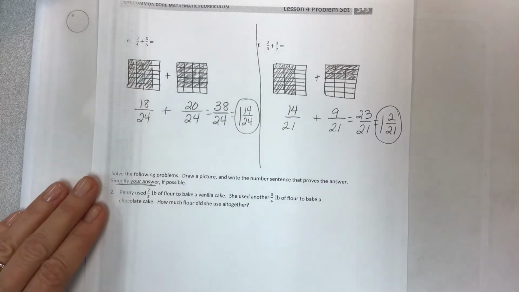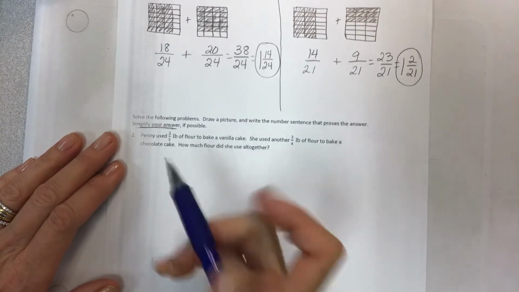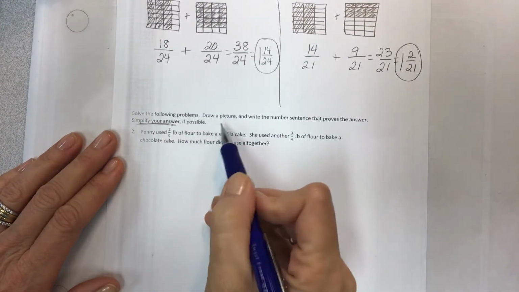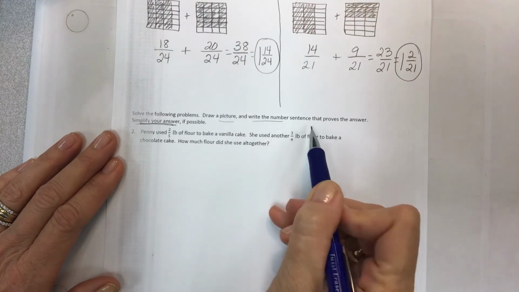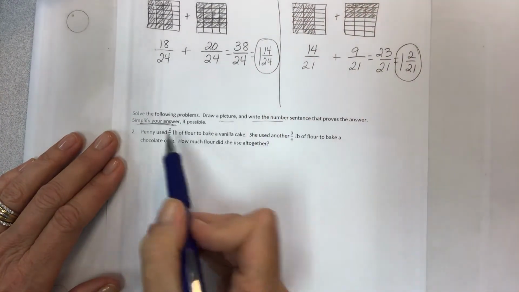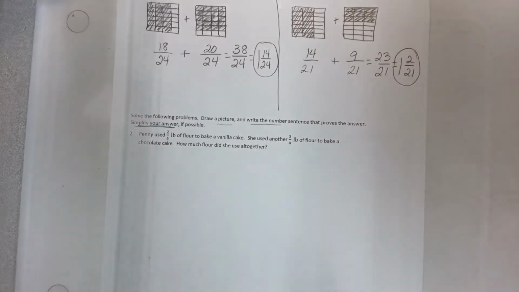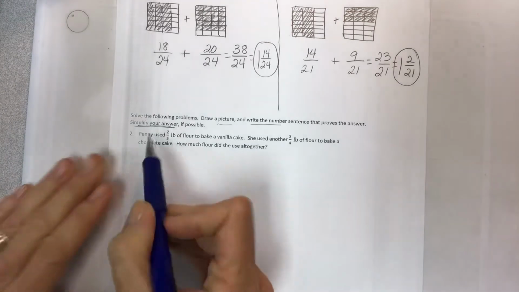There you go. Okay, let's see if we can wrap up this lesson real quickly here. So solve the following problems, draw a picture, and write a number sentence that proves the answer, doing exactly what we did before. Simplify your answer if possible. So I'll show you about simplifying if we get even numbers.